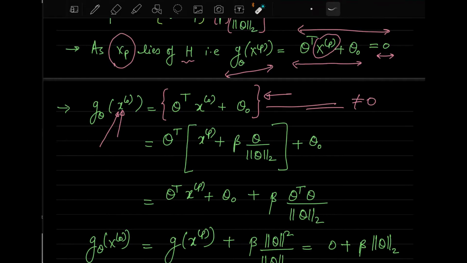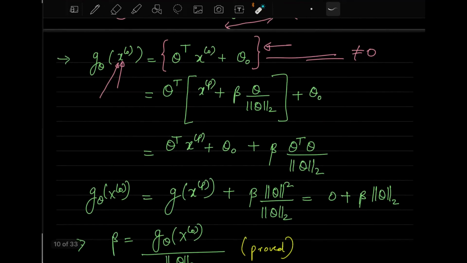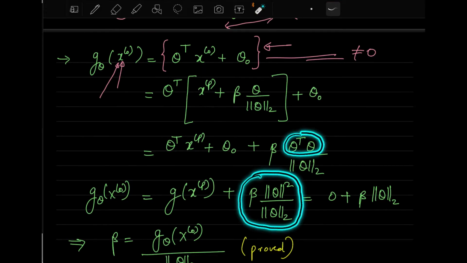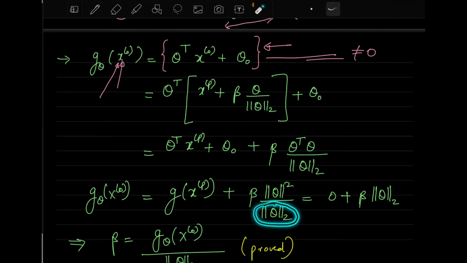So once you do that, what is this value? This value is g(xp) because we have already calculated this here. So this is g(xp) plus beta times this thing. Please note that this is theta transpose theta, which is actually the L2 norm of theta squared. By dividing by 2 you will get this. And this is 0, we have already calculated it.